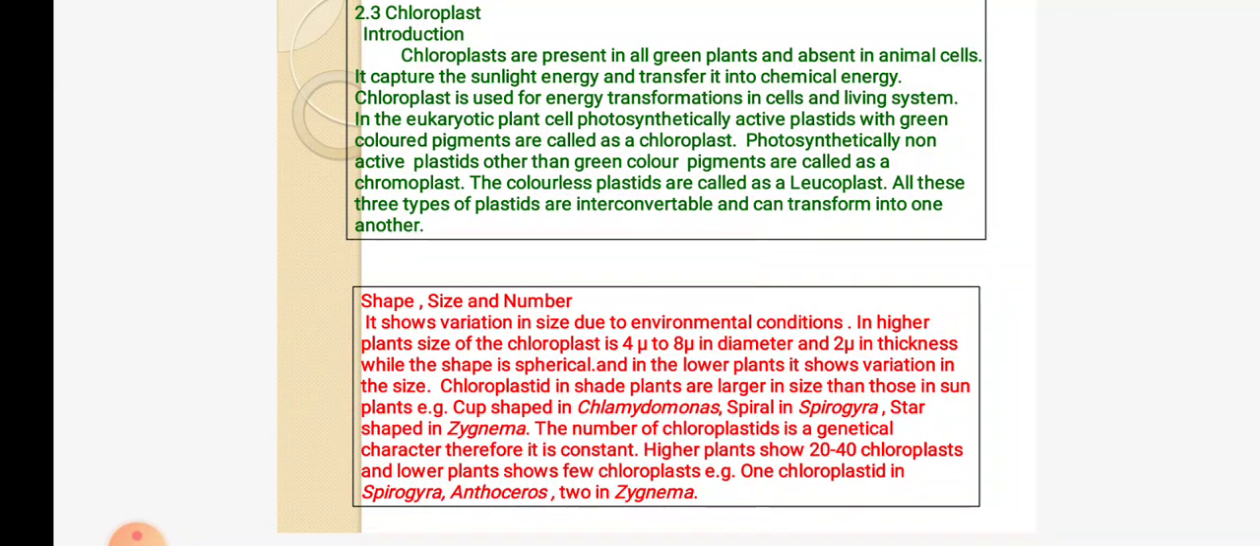In the eukaryotic plant cell, photosynthetically active plastids with green colored pigments are called chloroplast. Photosynthetically non-active plastids with pigments other than green are called chromoplast, and colorless plastids are called leucoplast. These three types of plastids are interconvertible and can transform into one another.